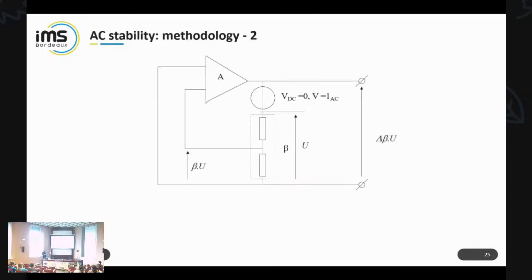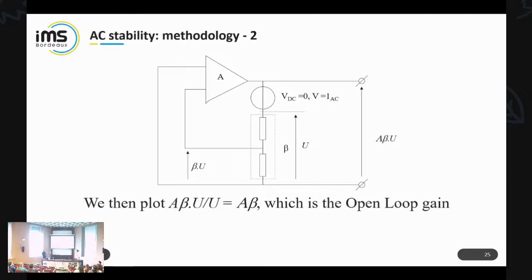So the trick which is done here is that you kill the input signal which is here, and you add this circuit, which has a DC of zero, which means that the operating point is not moving, and an AC of one or two, it doesn't really matter actually, but something, and you're working in linear. So if you consider that this circuit provides a signal which is named U here, for instance, here you got beta U, beta being the feedback parameter, then you got A beta U. And if you just make the division, because in simulation it's easy to make a division, it's much more difficult if you are making measurements, but in simulation you can. You make the division between this signal and this signal, you will then have only A beta, which is the open loop of the circuit, regardless of the fact that the loop is actually closed.